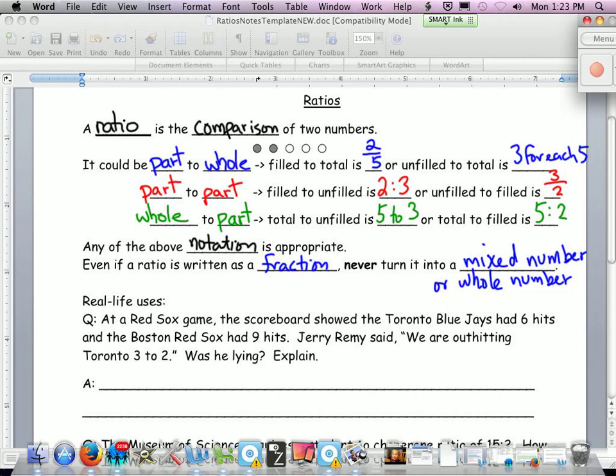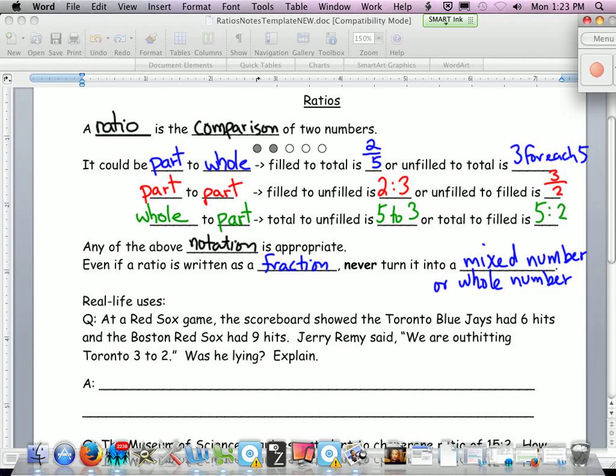Some people love putting the ratios into the fraction format because for them it reminds them to simplify if they can. Simplify the ratio, just like you can simplify fractions. But if you are just such a good student that you never want to leave an improper fraction answer, that you might accidentally try to turn it into a mixed number or whole number, you might want to avoid the fraction format. But anyway, real life scenario.